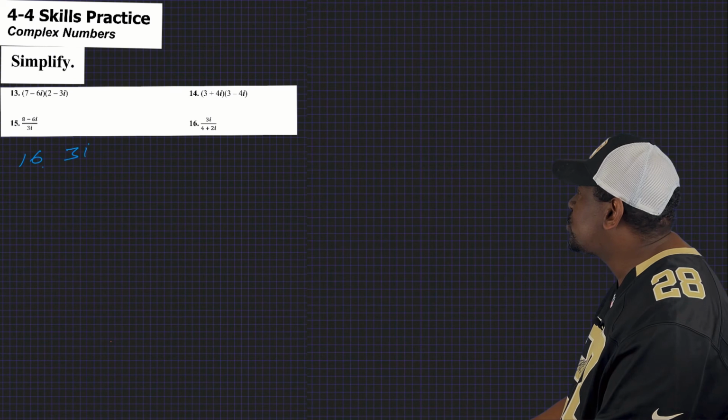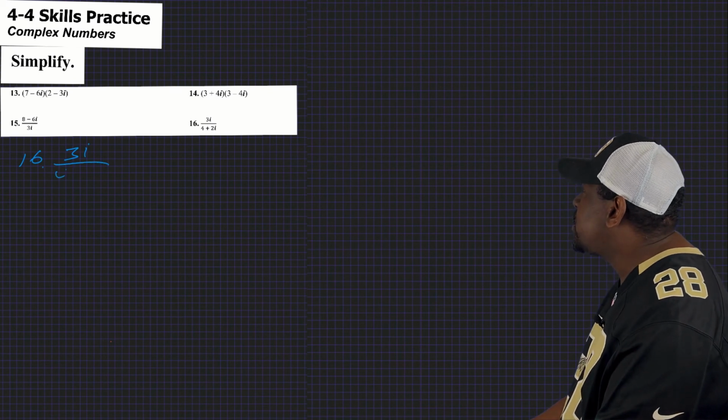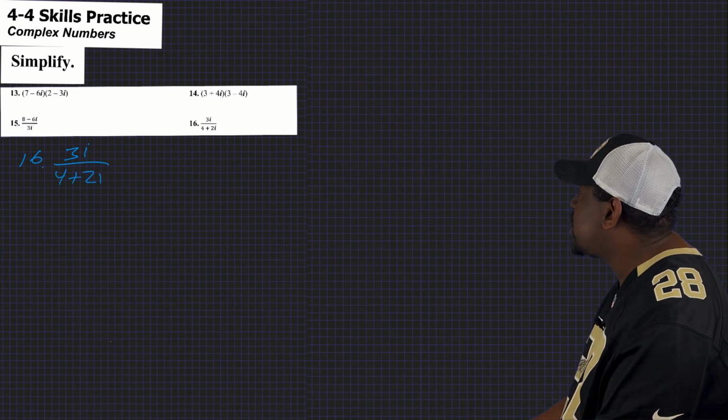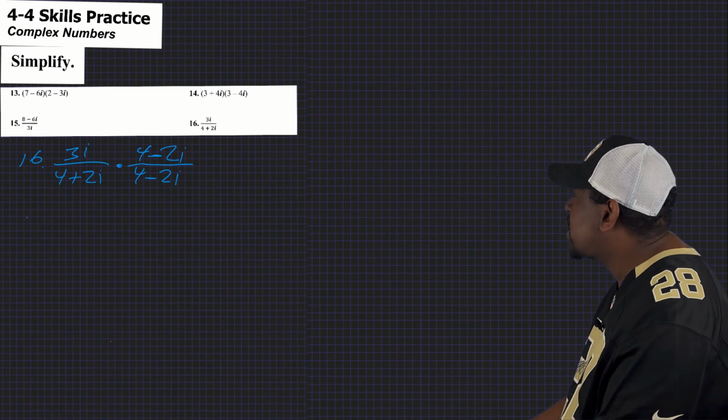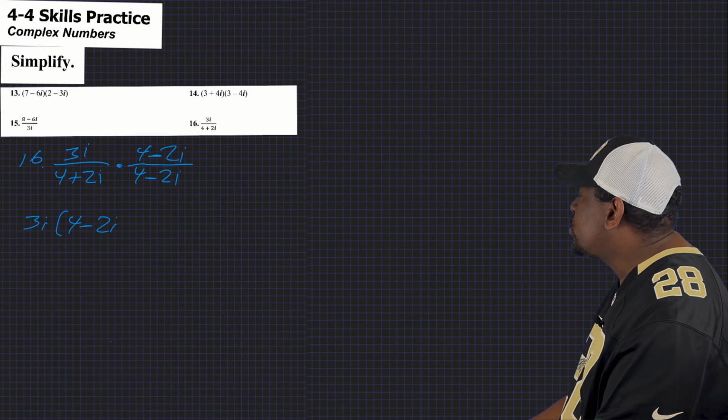So now we're going to do a fractional imaginary problem, a complex number, where we will have to rationalize the denominator. In order to get rid of 4 plus 2i, you multiply by what we call its complex conjugate, which is 4 minus 2i. And so we multiply the top, the numerator, 3i times 4 minus 2i.